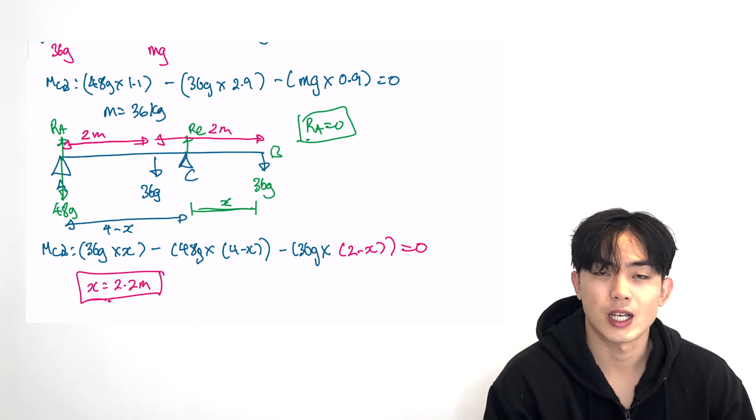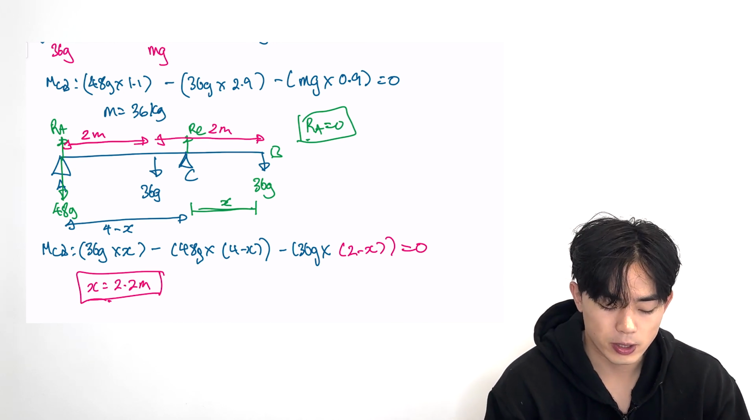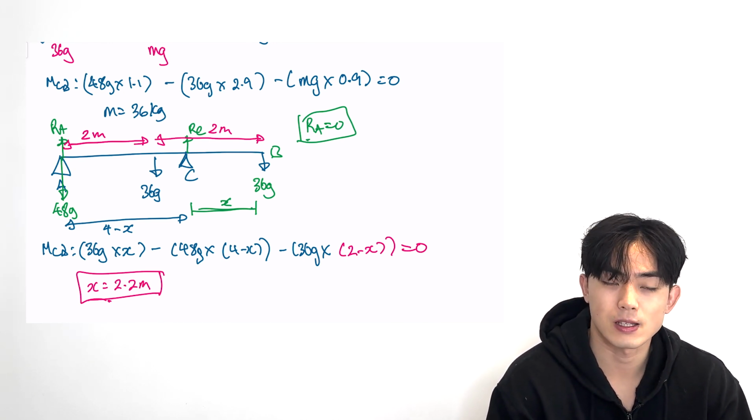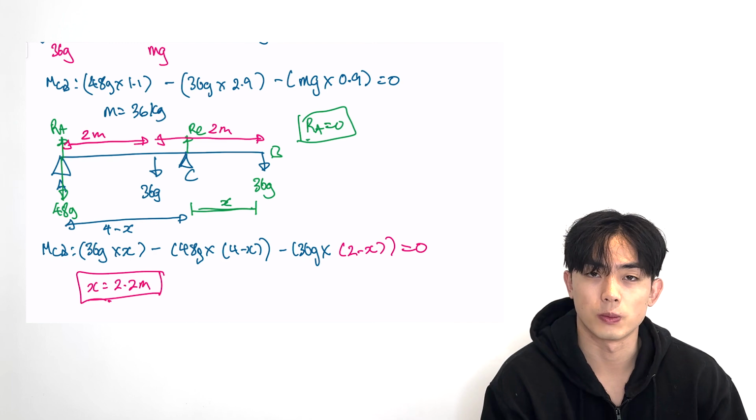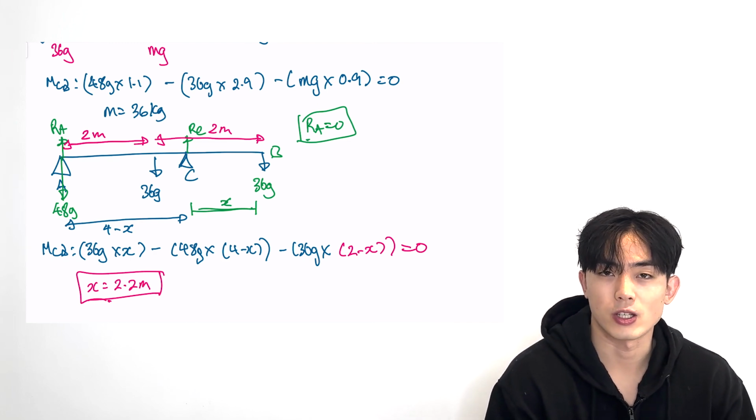So the calculation itself is not too difficult, it's just making sure you know the positioning of each individual particle and the mass, and whether or not it's uniform or non-uniform, and also the fact that it might be tilting about a certain pivot.